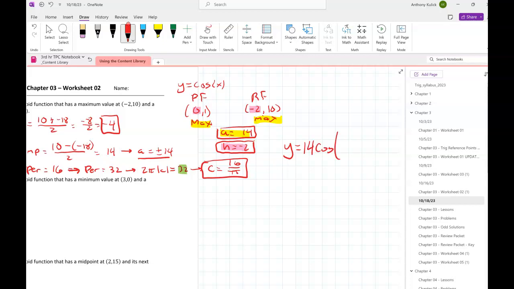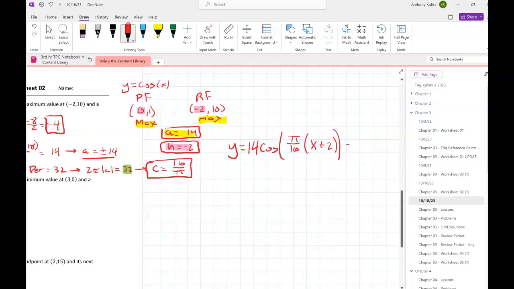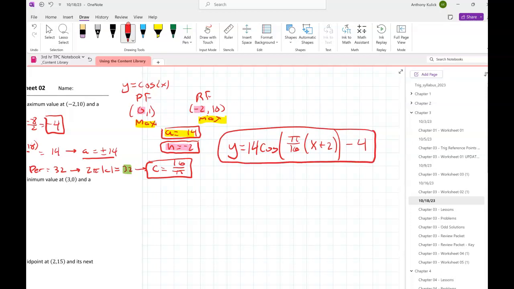So I have A times cosine of 1 over C, which would be 1 over 16 over pi, but I'm not going to write it that way. How am I going to write it? Pi over 16. And then I have x minus h. Again, I'm not going to write minus a negative. I'm just going to write plus k. Why is it positive 2? Because it was minus a negative, so I just wrote it as positive.